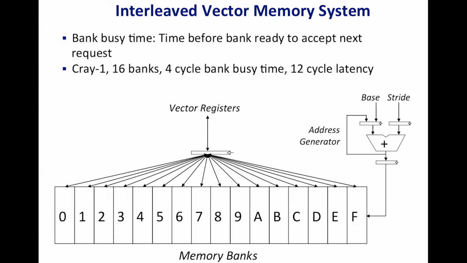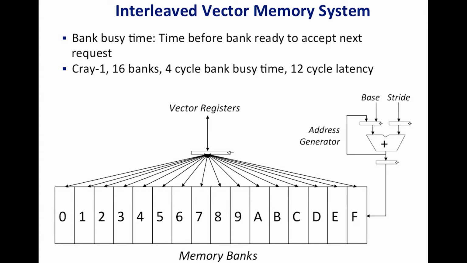The Cray 1 had an address generator, so when you issued a strided load, it would capture the base address and capture the stride, and then this unit would just run ahead and calculate the individual elements' addresses and send those down to the memory system.